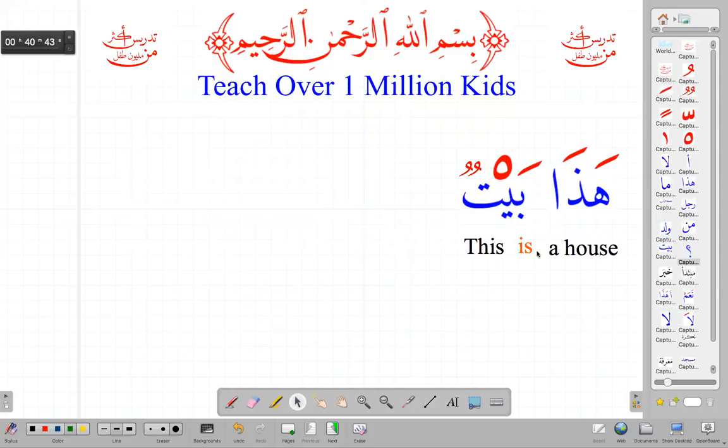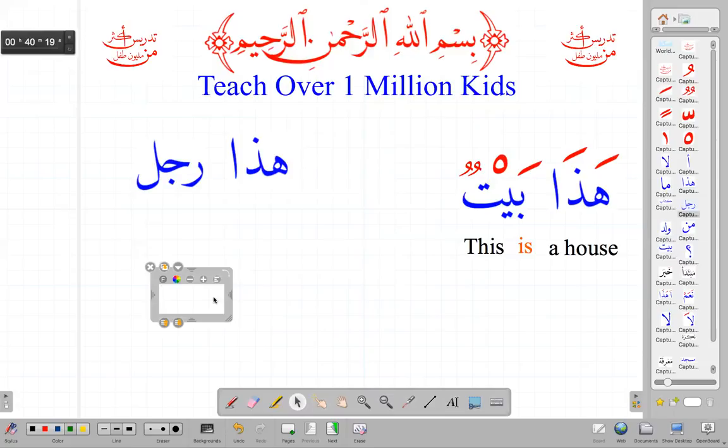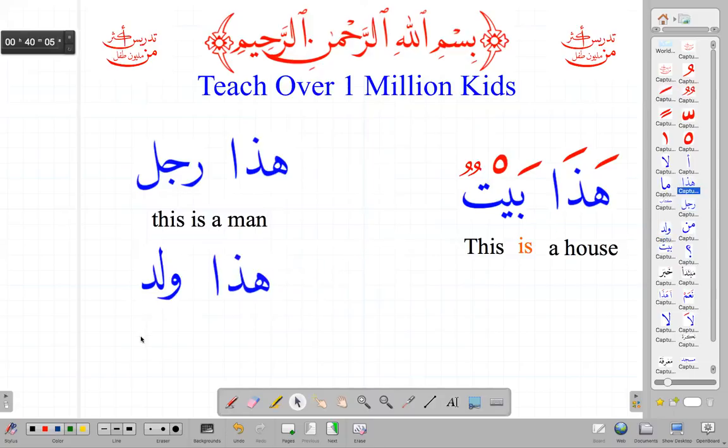We are going to see in the next lesson what we use for the far items. We can say هذا رجل. هذا رجل. This is a man. هذا رجل. This is a man. Okay. هذا ولد. This is a boy. This is a boy. Good.